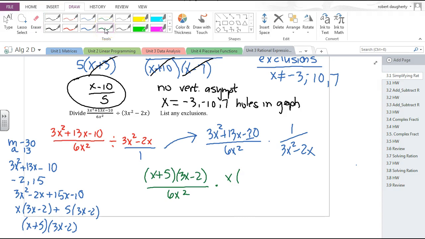So, sorry, it's right here. So it's times 1 over 3x minus 2. Okay. Now, before I simplify, what are my exclusions? What would make me divide by 0 when x is what? 0 or what else?